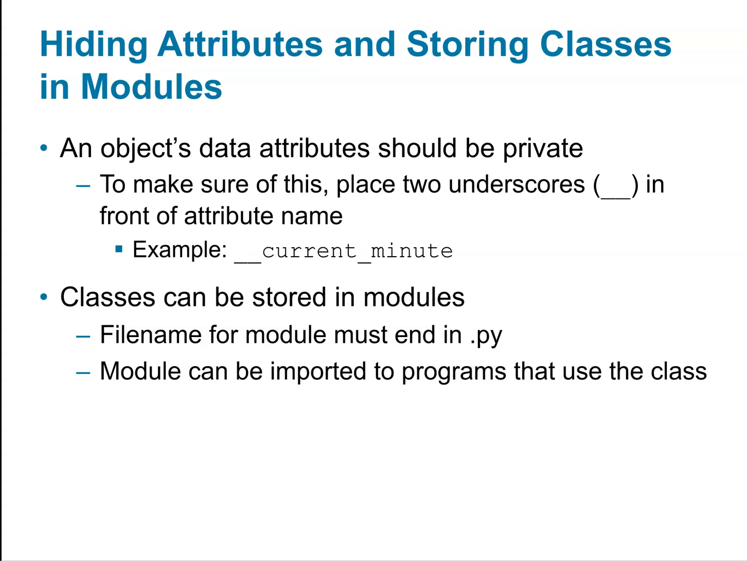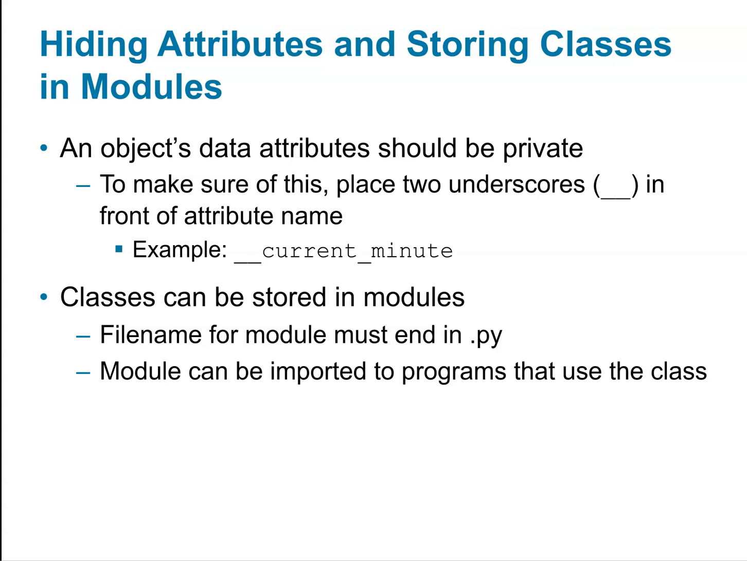Okay, we can hide attributes and store classes in modules. An object's data attribute should be private. Okay, to make sure of this, place 2 underscores. What this basically means is we only want to make visible data to the outside. So for example, you wouldn't be able to access current minute. Instead, you have a get current minute method.